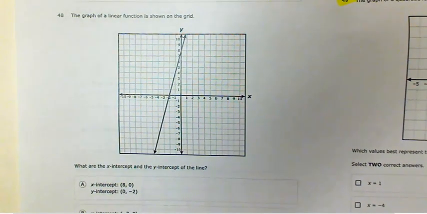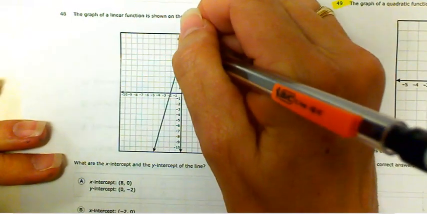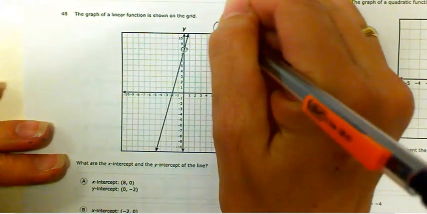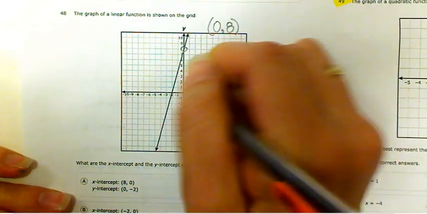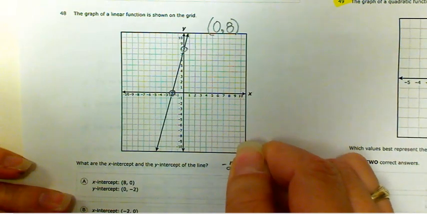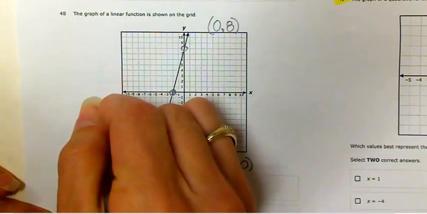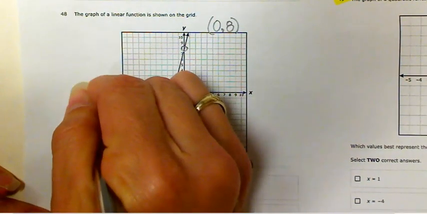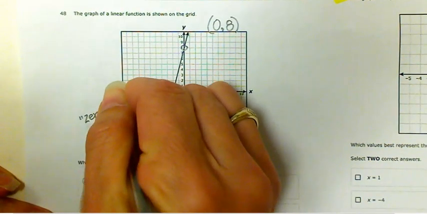Number 48, the graph of a linear function is shown on the grid. What are the x and y intercepts of the line? This should, hopefully, if you remember these, be a gimme. The y-intercept is at 0, 8. And the x-intercept is at negative 2, 0. Remember, your x-intercepts are also known as zeros, or solutions if it's a quadratic equation.